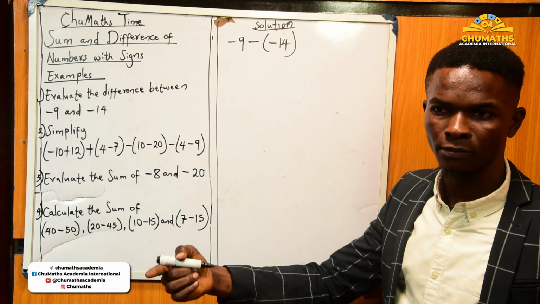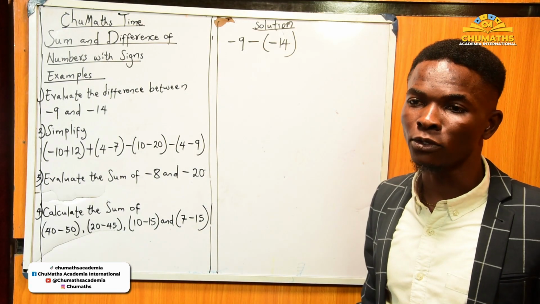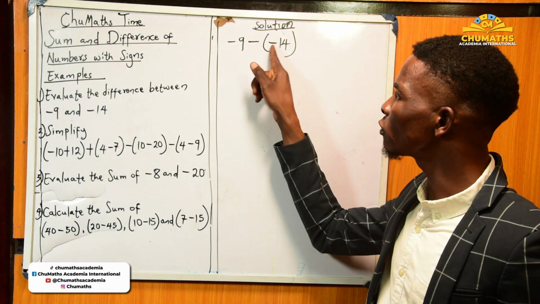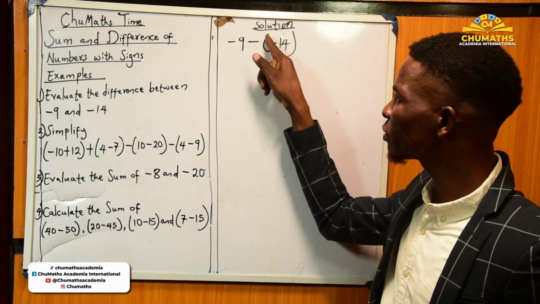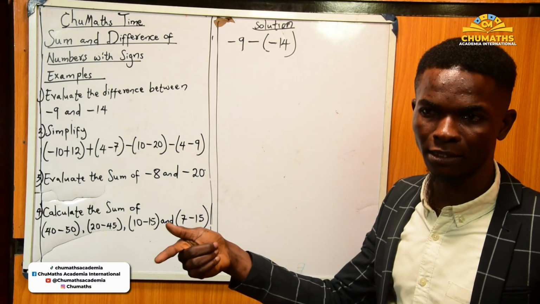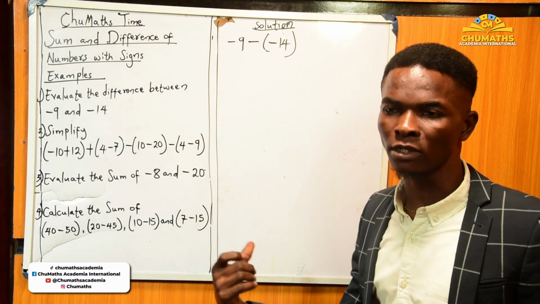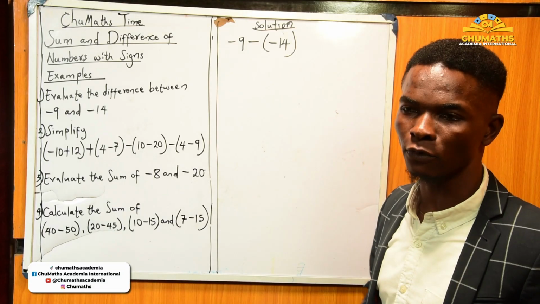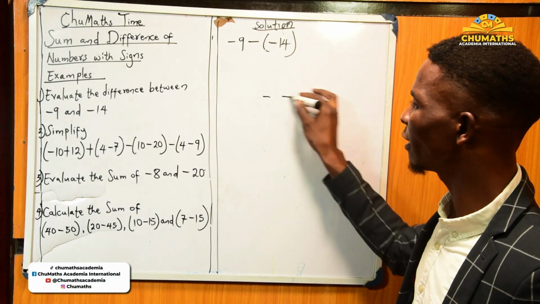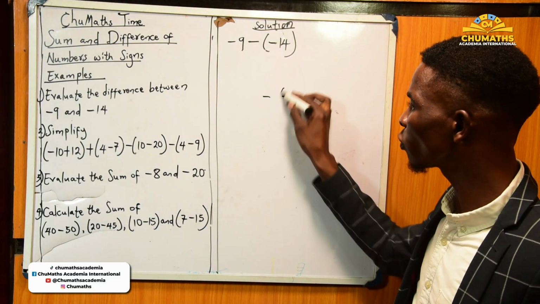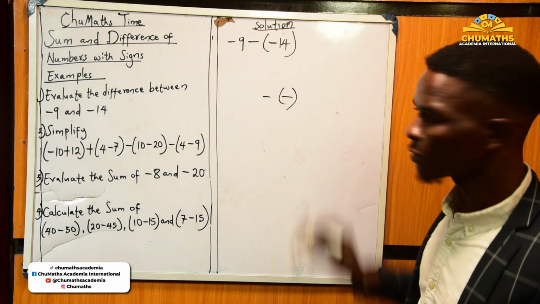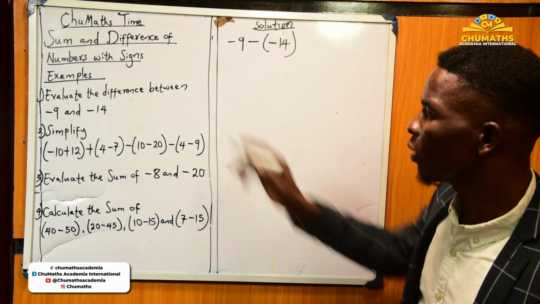In my last video, I told you that you don't write two signs together in mathematics. You put the second one in brackets. If you have not seen that video, go back and check it out. You don't write minus minus in mathematics like this. You put one in brackets. Having established that, we evaluate the difference.